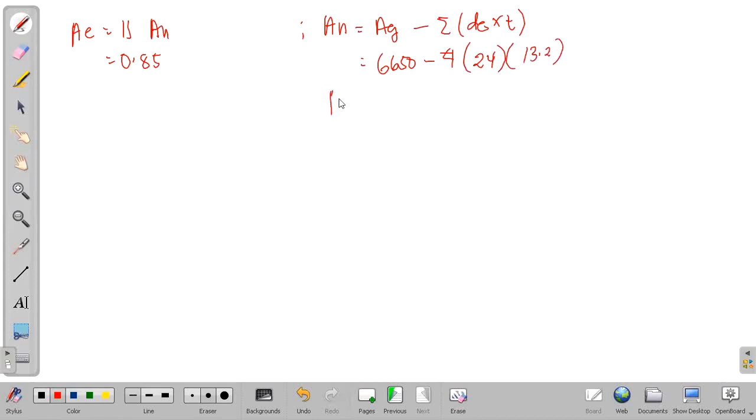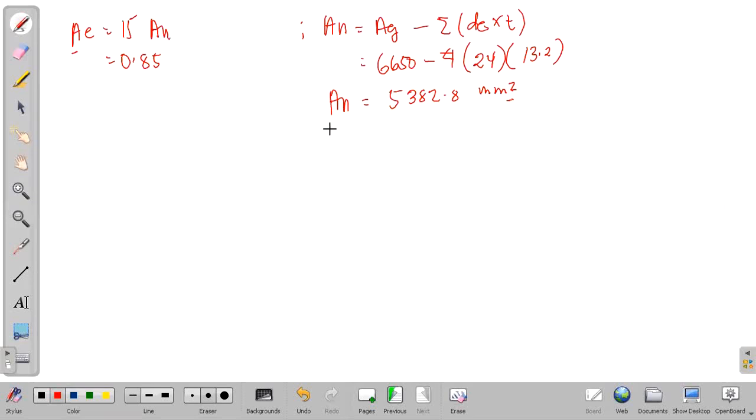So, kindly solve for our net area. Net area is equal to 5382.8 mm square. Okay. So, ito na ba yung value ng AN natin? 5382.8. Ito na ba yun?